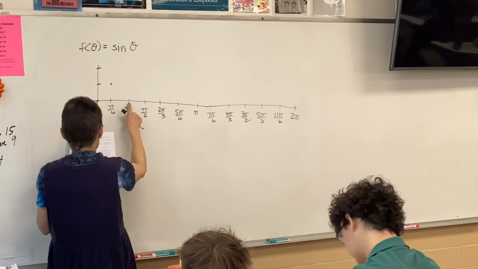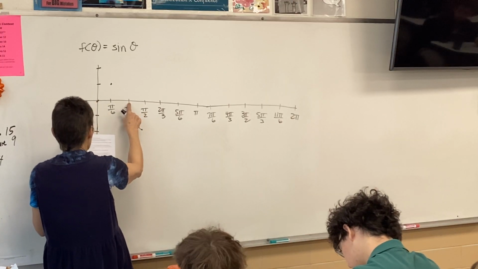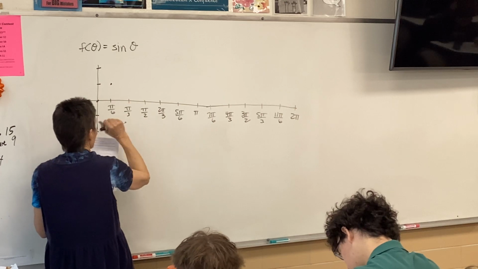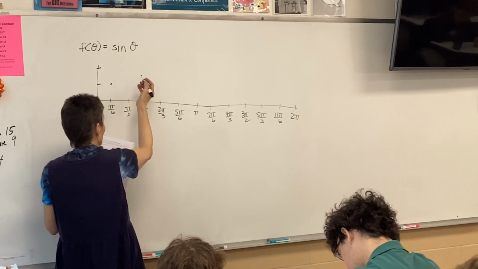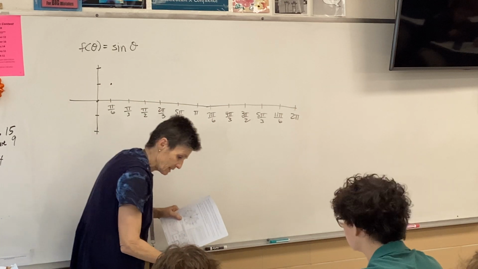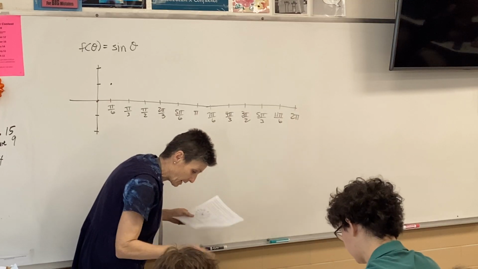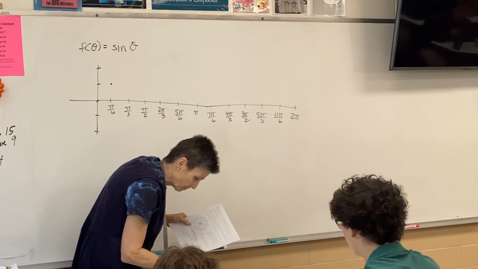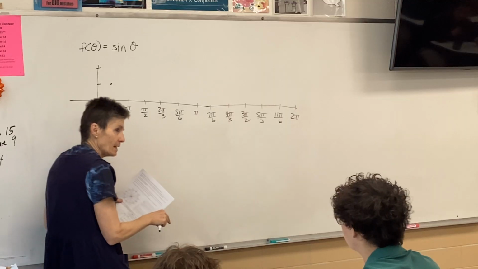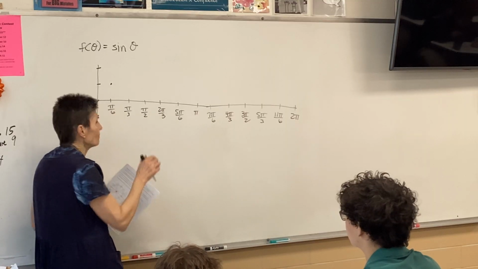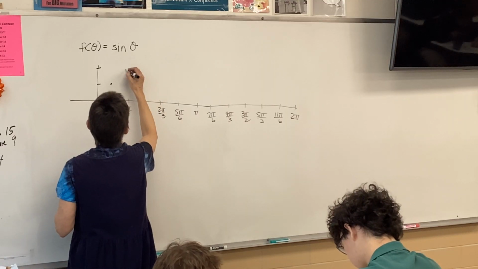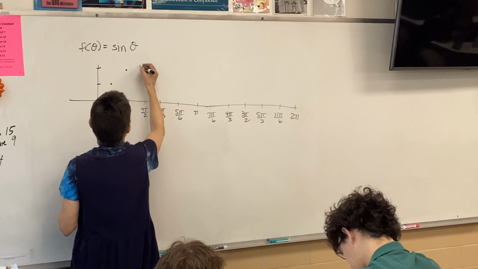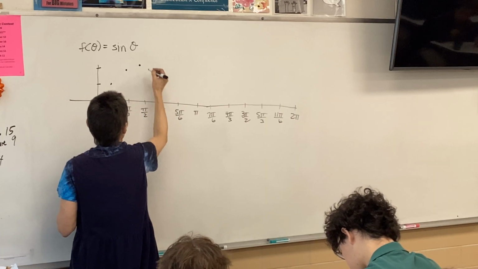Okay, at pi over 3, the sine is root 3 over 2, which decimally is what? I need to plot it, so I need to know what that is. 0.86, I think. Yeah. Is that right? So it's almost up to the top, not quite. How about a pi over 2? It is up at the top.